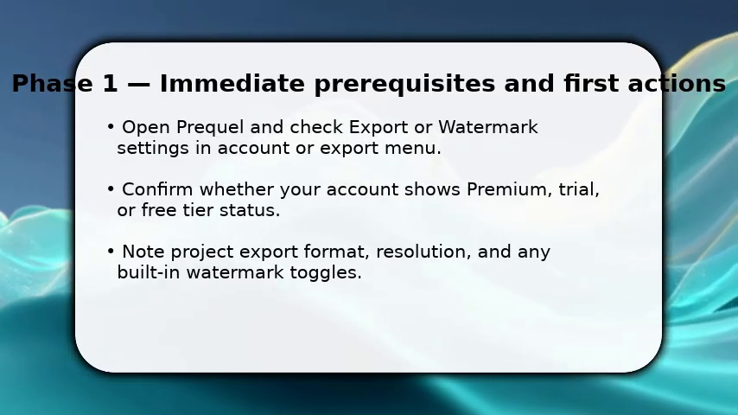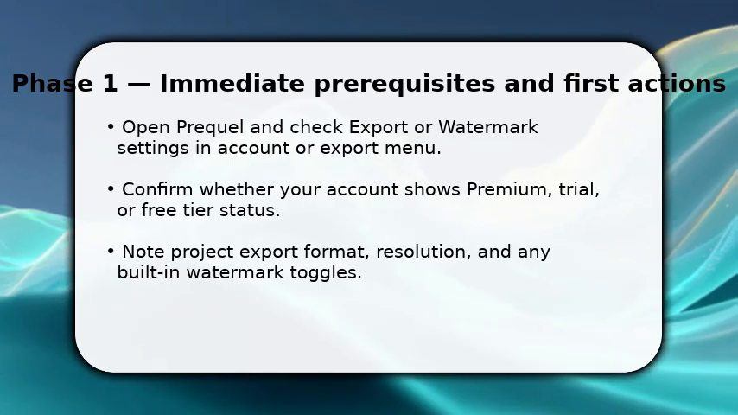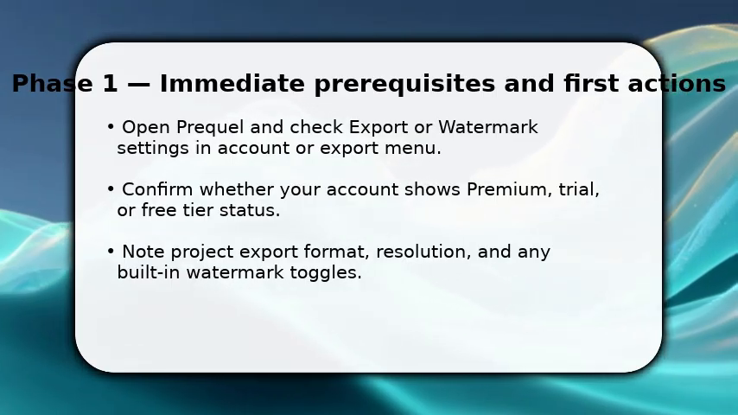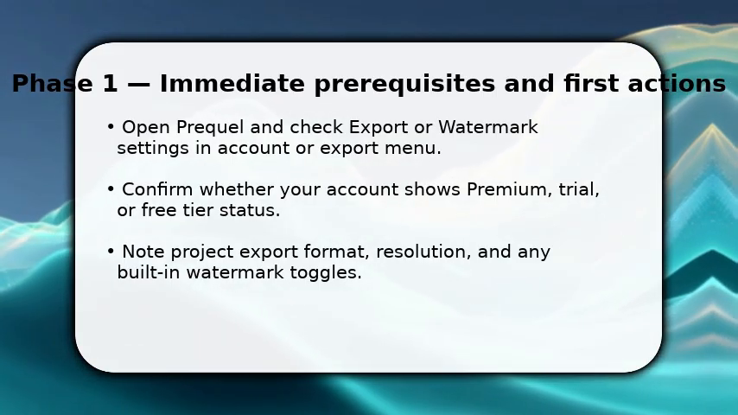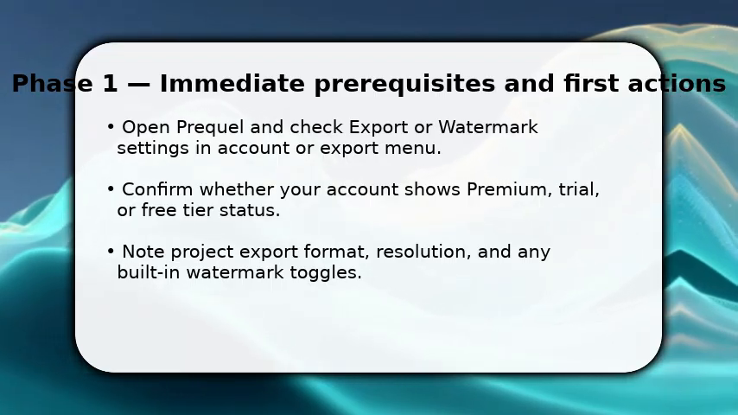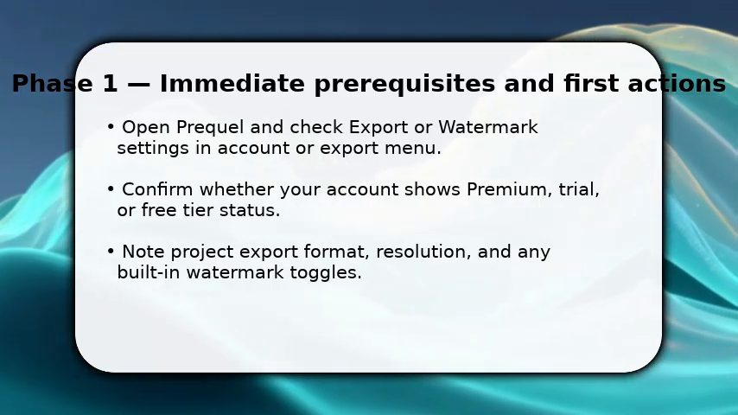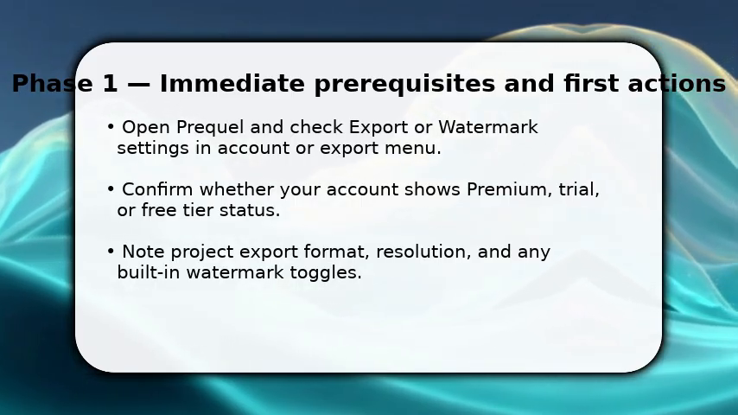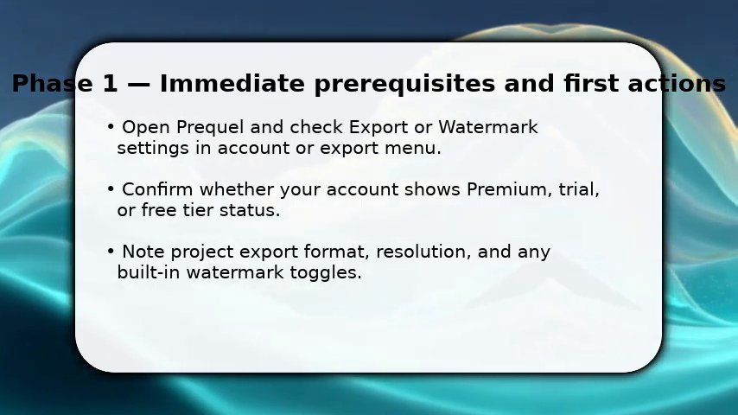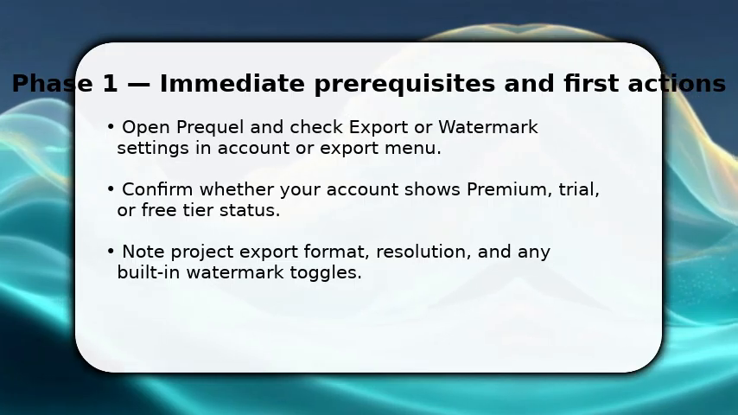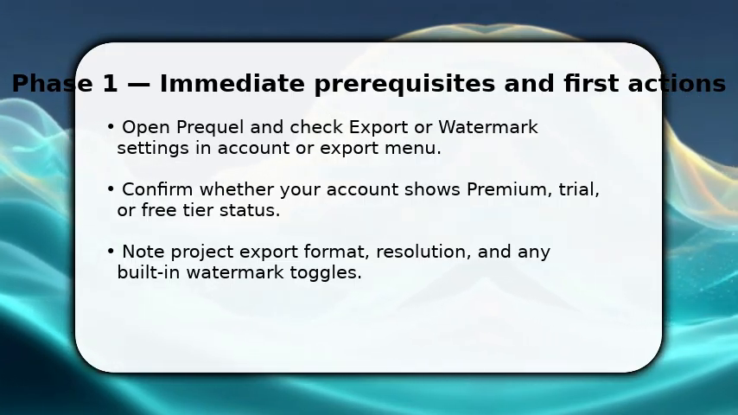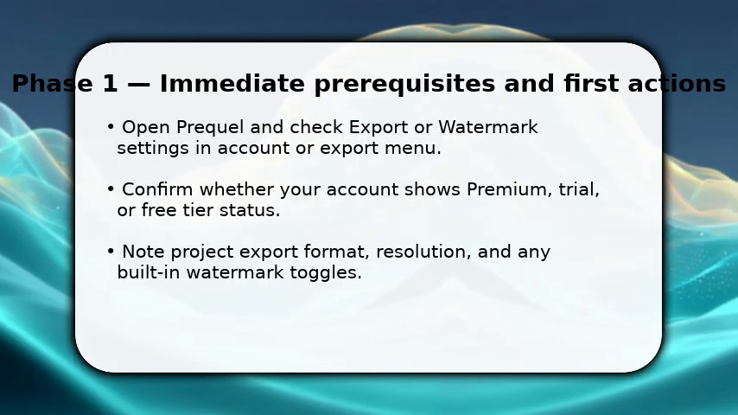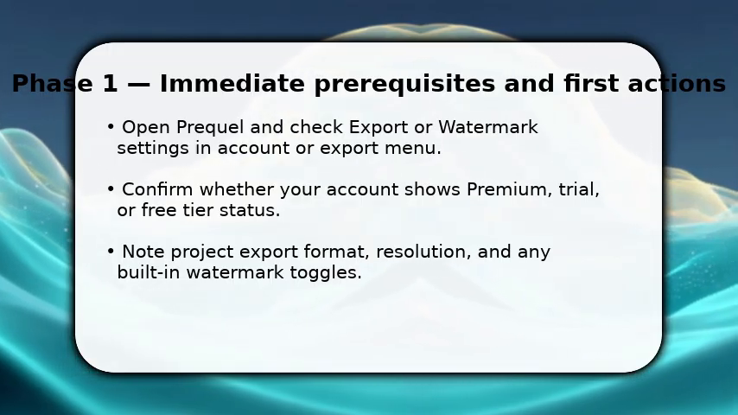You begin by checking the app itself. Open Prequel and go straight to Export or Account Settings to see whether a watermark toggle exists. You want to confirm whether you're on a free, trial, or premium plan so you know what features are available. Once done, note export format and resolution. Some watermark options are tied to file type or size. This saves time, because if an official disable exists, that's the proper and legal route to remove the watermark.